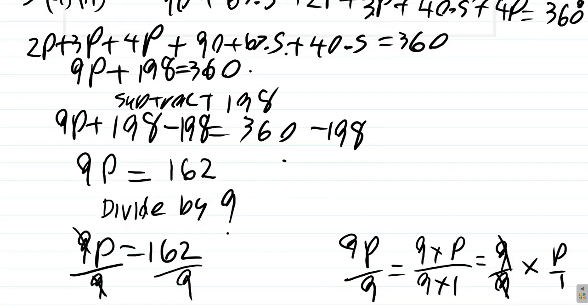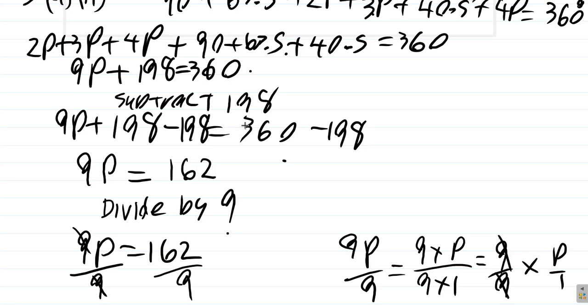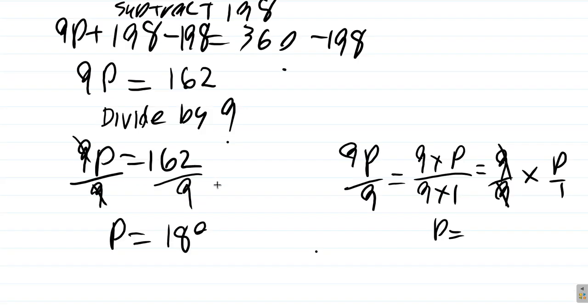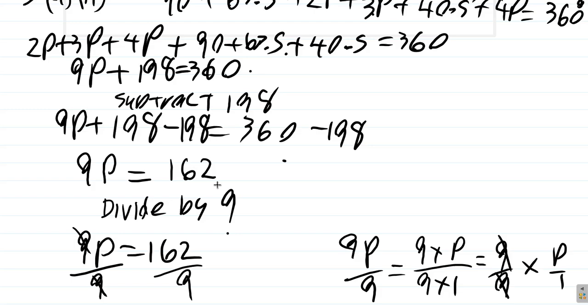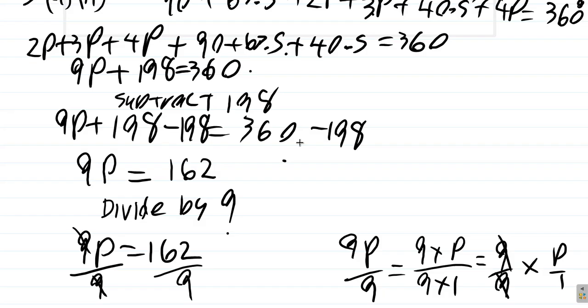Right? P is equal to 18 degrees. 3 times p degrees, 2 times p degrees, and so on. So p is equal to 18 degrees. Alright. So this would be 4p degrees, 3p degrees, 2p degrees. You multiply each by 18 to get the angle.